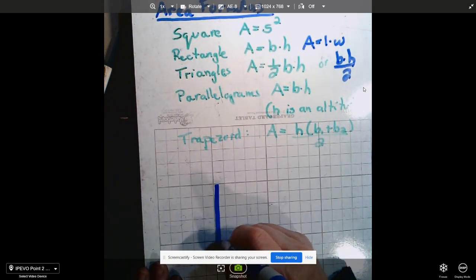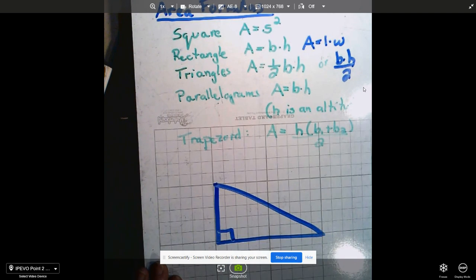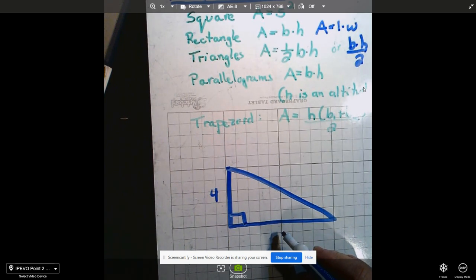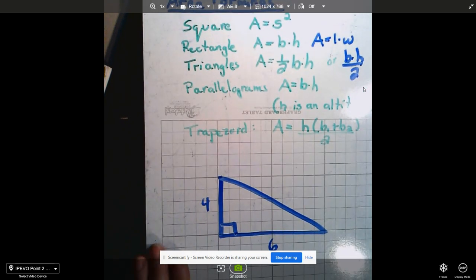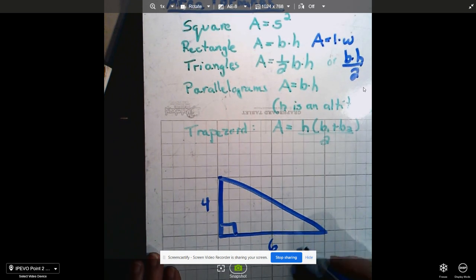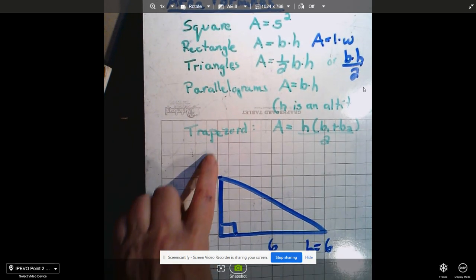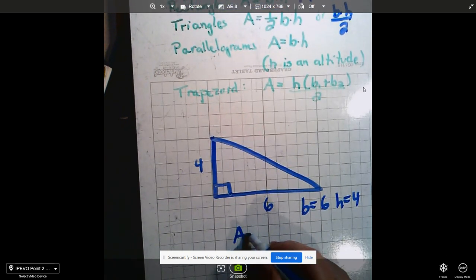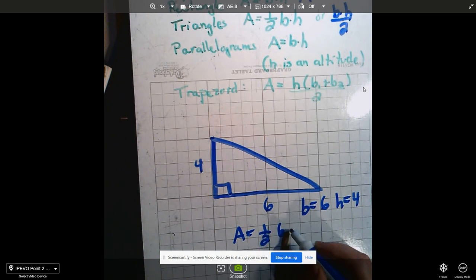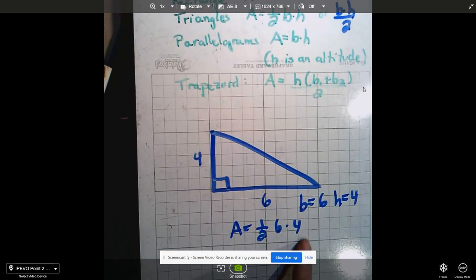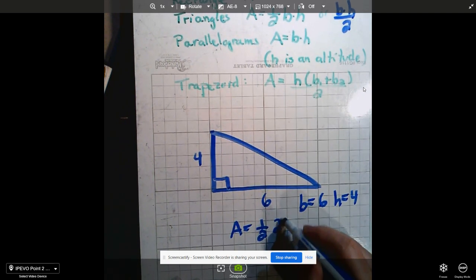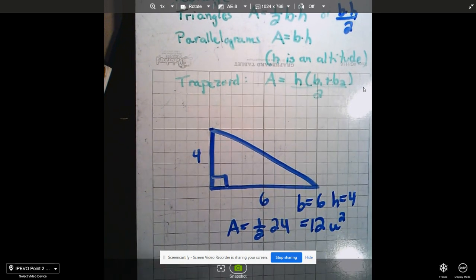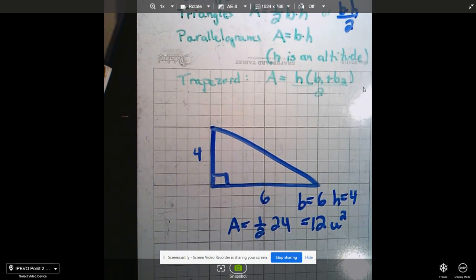So if you're given a triangle, we'll start here with a right triangle, and they tell you that this here is, I don't know, 4, and this here is 6. Well, the base here would be 6, and the height is 4. So your area formula is 1/2 your base times your height. Well, 6 times 4 is 24, and 1/2 of 24 is 12. So this would be 12 units squared. So the area of this triangle is 12 units squared.